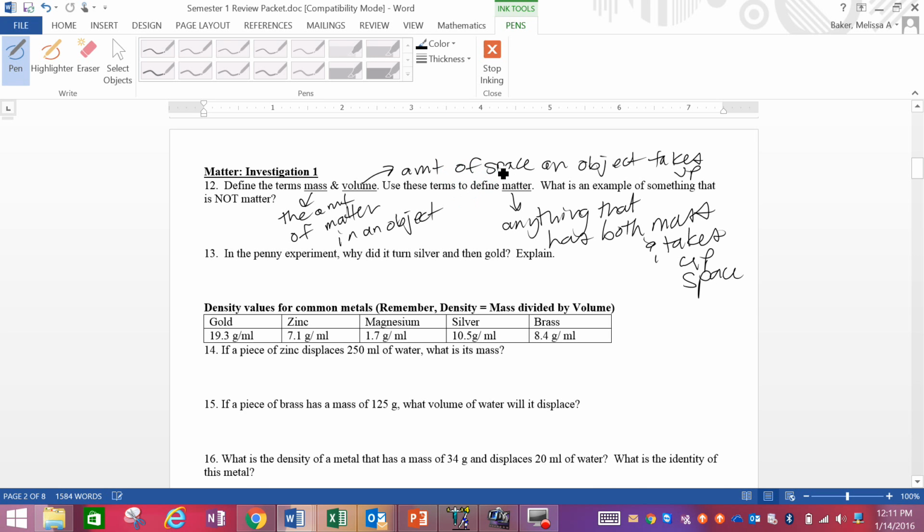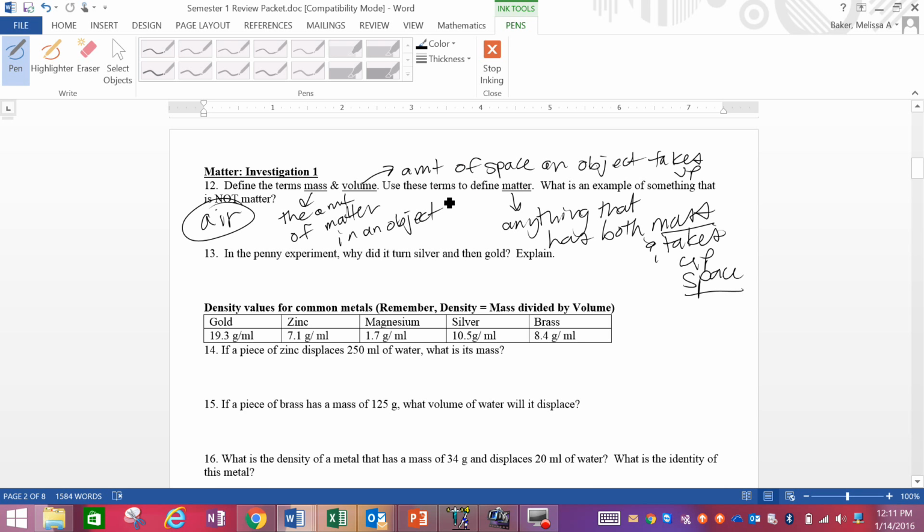What's an example of something that's not matter? So, energy, light, sound. Those are great examples. Something that people forget: air is matter. Air is made of particles. They have mass and they take up space.